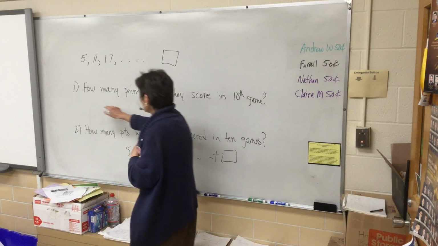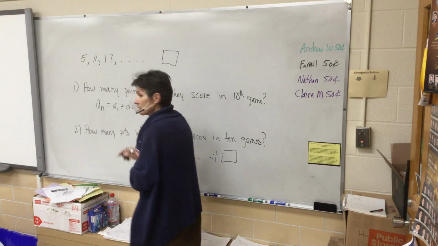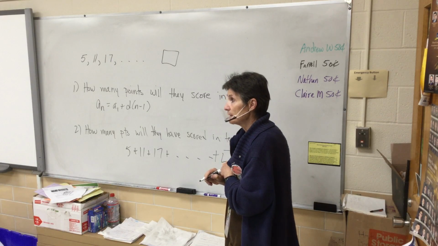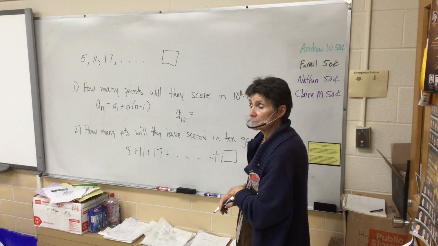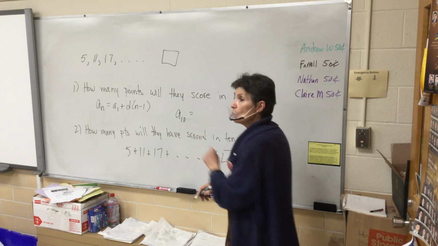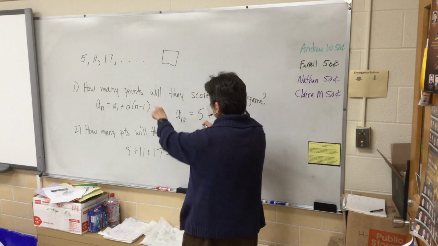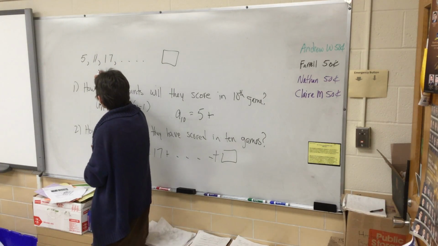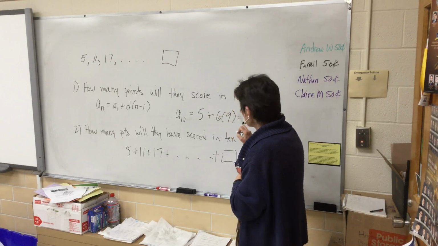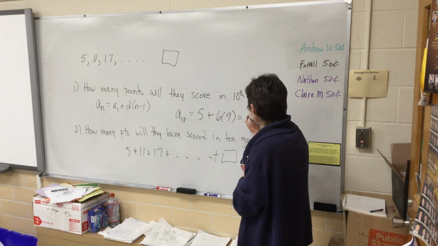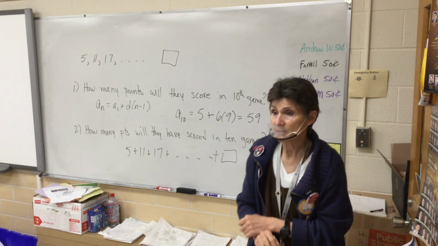This is arithmetic. So here's my formula. Right? And I want the 10th term. The 10th term will be the first term plus the difference. What's the difference here? 6 times 9. So they're going to score 50, is that 59? They're going to score 59 points in the 10th game.